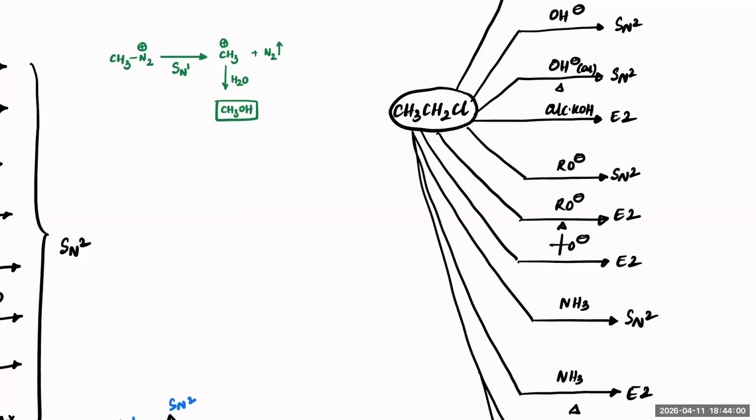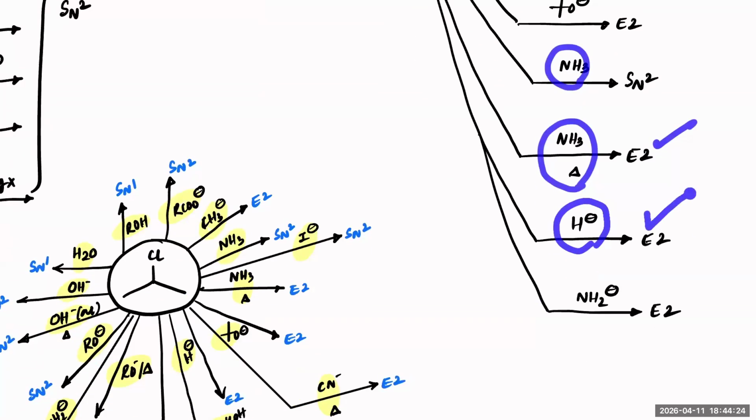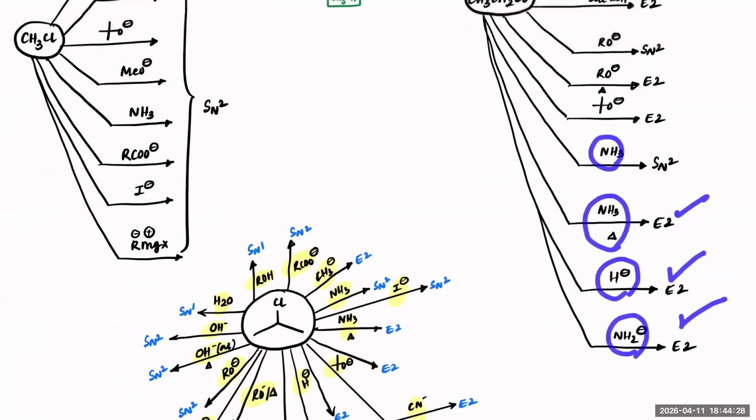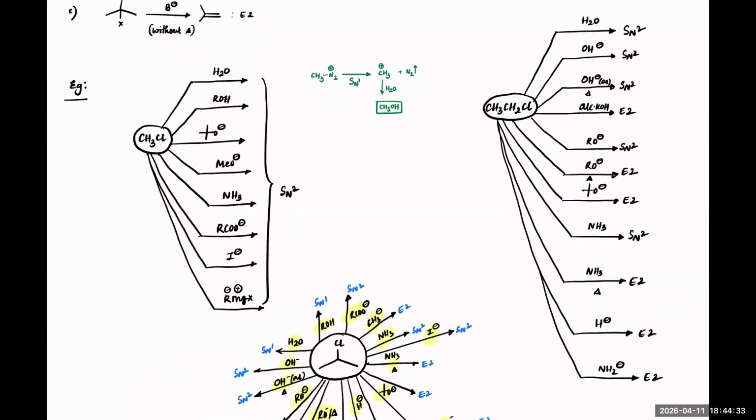If it is methyl and primary, then SN2; if secondary and tertiary, then SN1. If you have RO minus, it is SN2. If it is RO minus with heat, it is E2. Tert-butoxide, because it does not require any heat, is E2. Ammonia is SN2; with heat, it is E2. H minus, no heat is required, it will only give E2. NH2 minus only gives E2. So please check these cases quickly. Ethyl chloride, in which case what you need to perform.